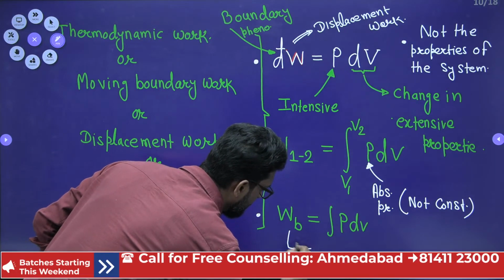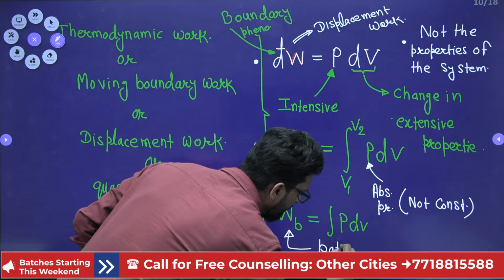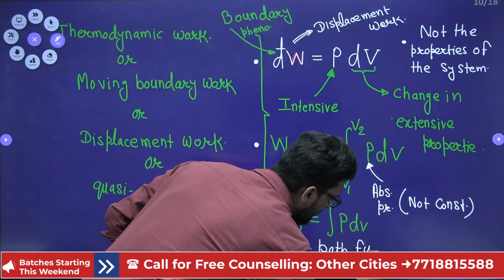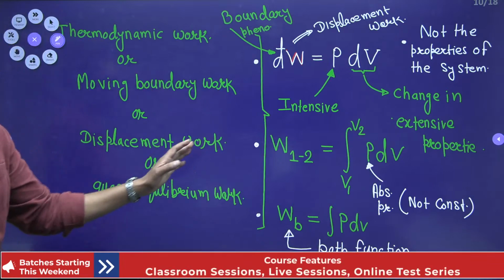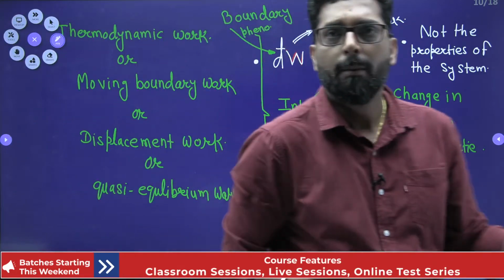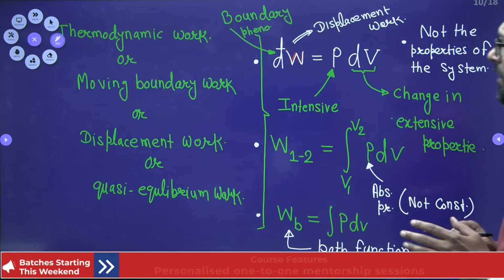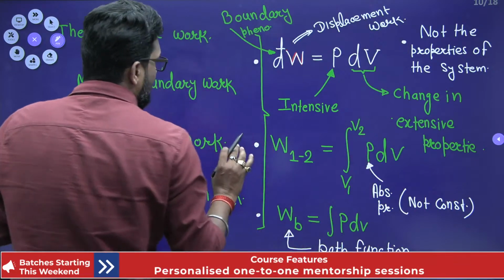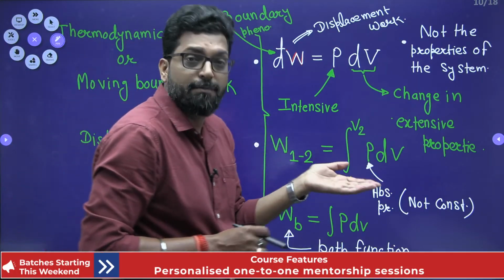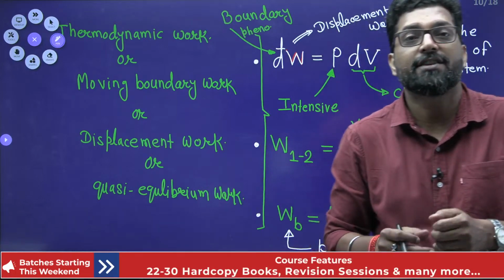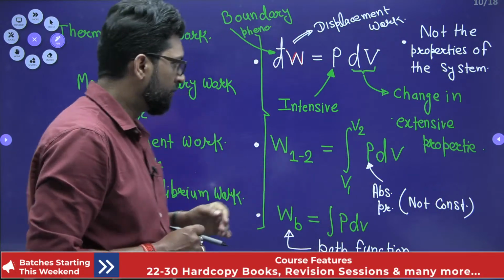What is that? Path function. Okay. So this point is always keep in mind. This is your path function. So these are the very important things. So probably we can discuss, this is due to the displacement of a boundary in a quasi-static manner, and the system is a simple compressible substance. Okay, this is clear now.